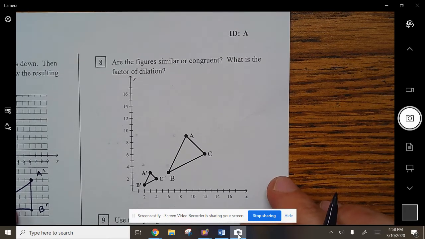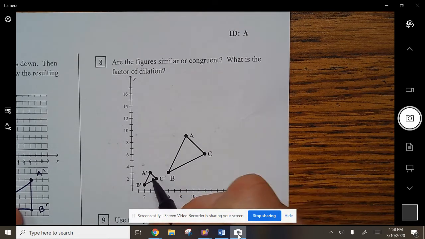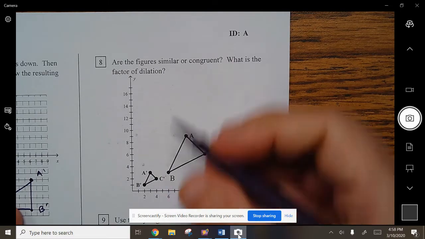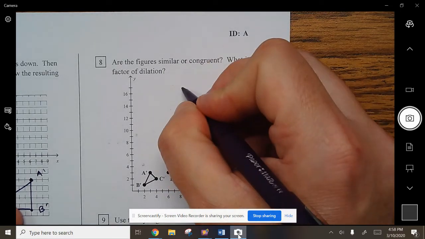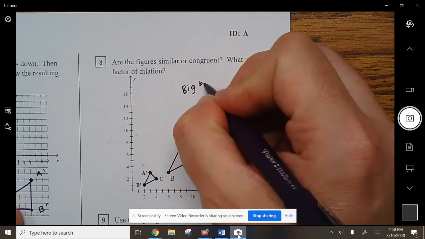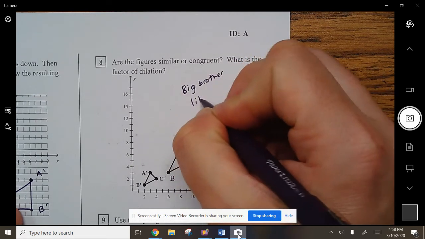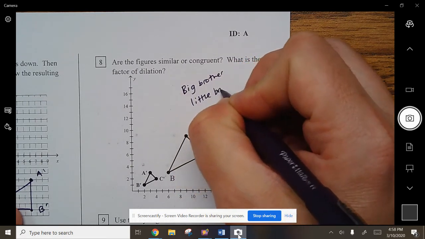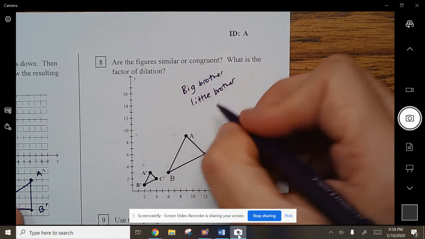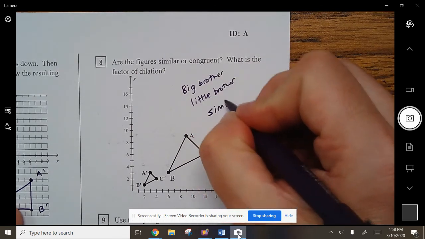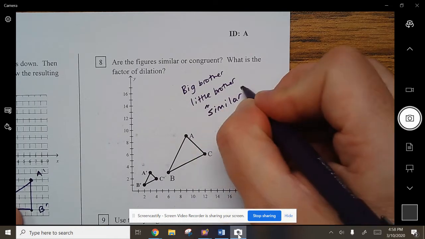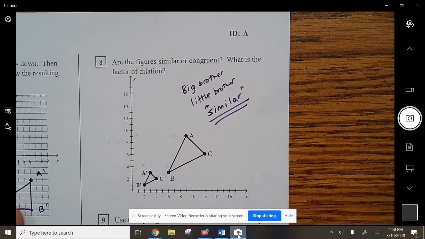Number 8, are they similar or congruent? Okay, here's the deal. Do you see this one went from here to became very small, right? Are they twins? This is what I call it, big brother, little brother, or big sister, little sister. When you have a little brother and big brother, sometimes they look alike. They look similar. When you have a dilation, it is always similar, okay? Never congruent. They're not the same at all.